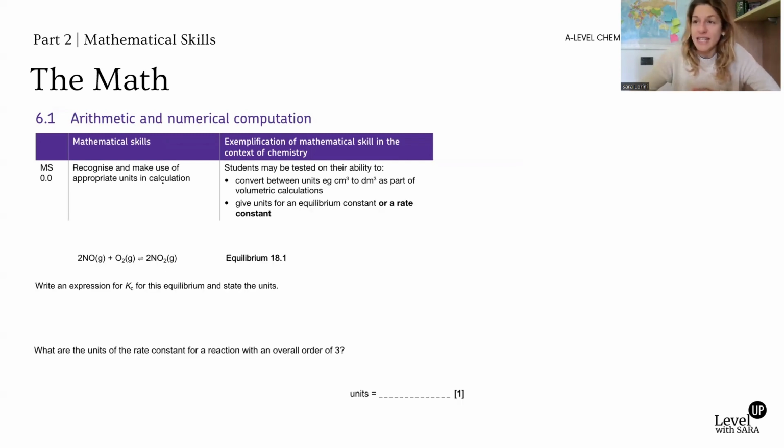Second, recognize and use appropriate units in calculations. The rate constant and equilibrium constant are very important here. To calculate the units of both rate and equilibrium constant, it's specific for the type of reaction. So we need to work it out. Nothing to remember here, I would just always suggest you do the working out on paper. So write the expression for Kc, if you remember how it is. Also notice how here we're mixing up a lot of topics. It's a nice exam practice for you today.